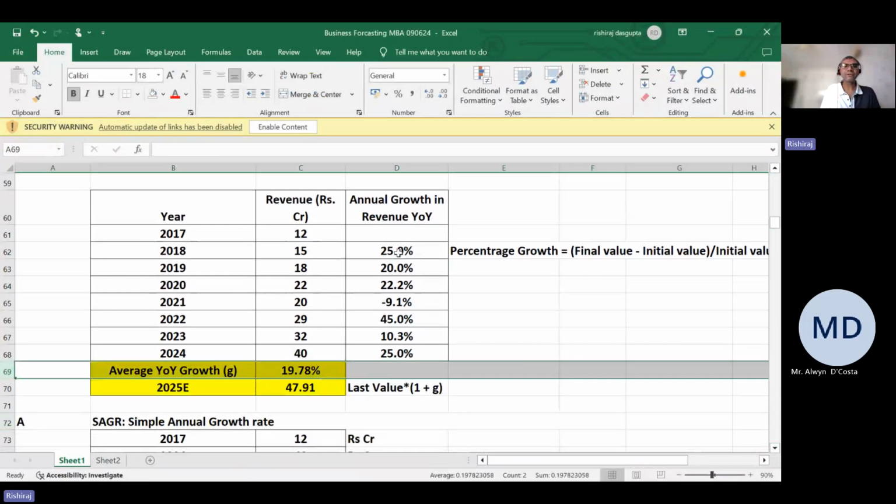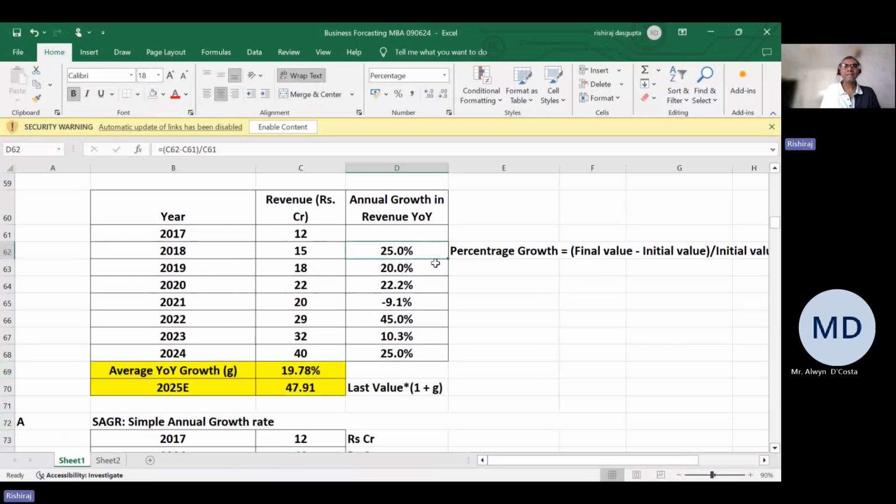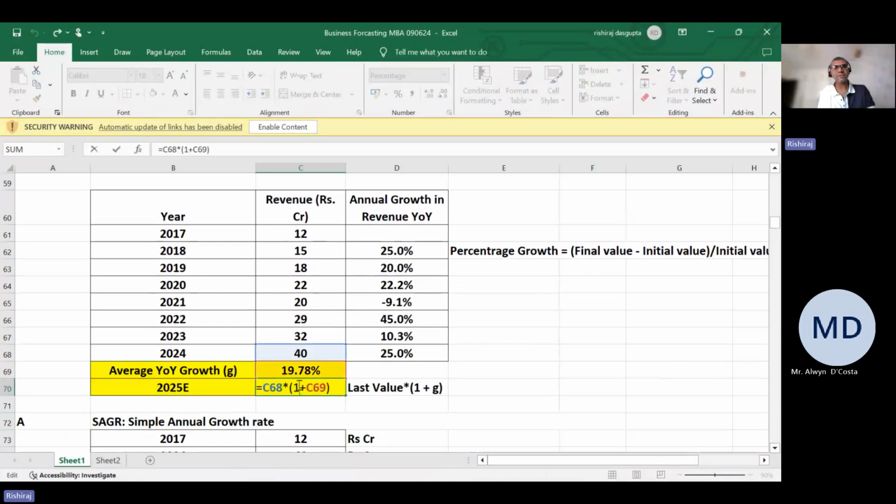So I repeat the steps. We first calculate the year on year growth, and then we drag it to get all the year on year growth starting from 2018 to 2024. We took the average year on year growth, that is 19.78%, the average of all these values, including the negative value, and then applied this 19% growth on 40 crore, the last recorded revenue. So we applied 40 crore into 1 plus G. G is 19.7%, and we got the forecast as 47.91. So this is average year on year growth based forecasting. We have considered all the data points and created an average year on year growth.